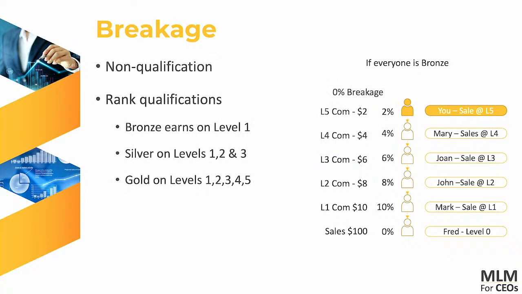Of course, if everybody was a gold and say golds earned on all 5 levels, the system would pay out maximum commission if the sale happened 5 levels deep. So the second kind of breakage, which is a very important kind of breakage, is based on the rank that a person qualifies for.